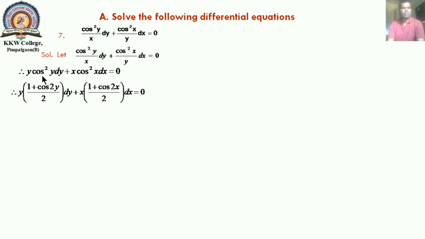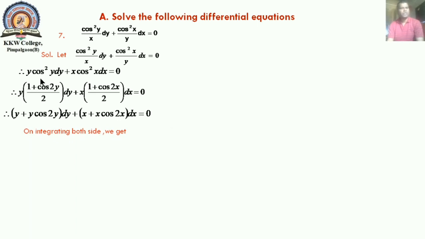You have to use the formula cos square theta is equal to 1 plus cos 2 theta upon 2. Therefore, cos square y can be written as 1 plus cos 2y upon 2, and cos square x can be written as 1 plus cos 2x upon 2. Multiplying by 2, we get y plus y cos 2y dy plus x plus x cos 2x dx is equal to 0.